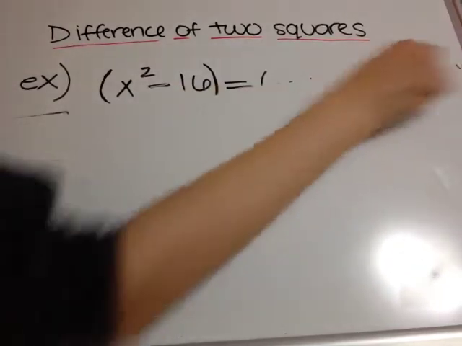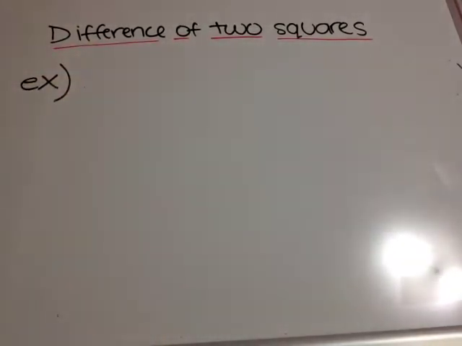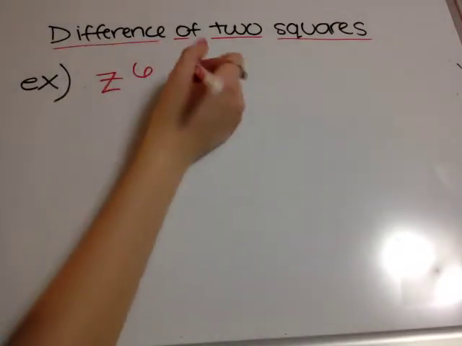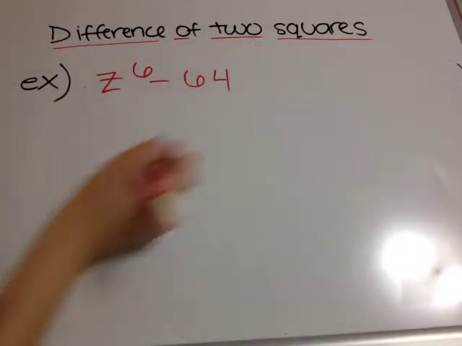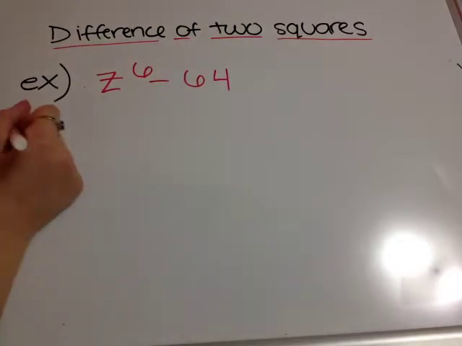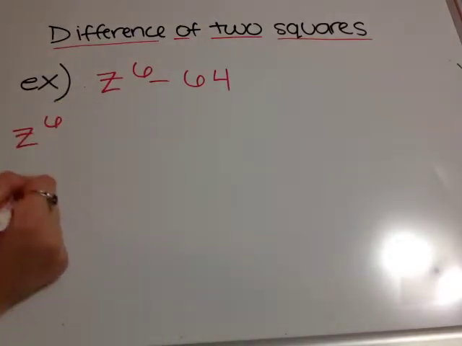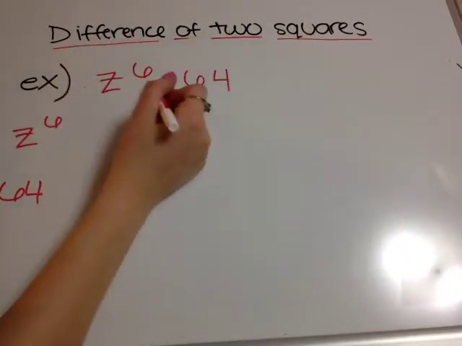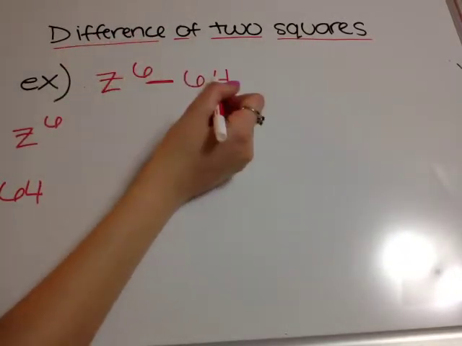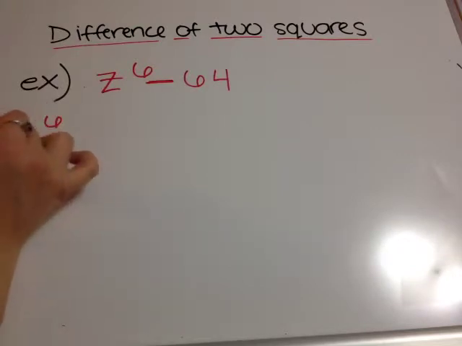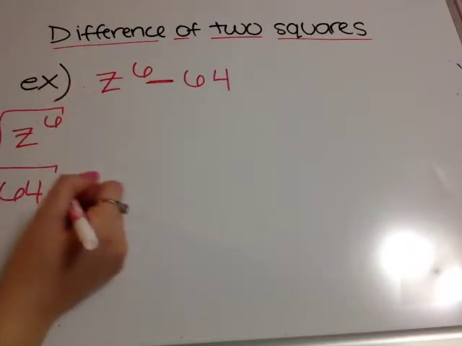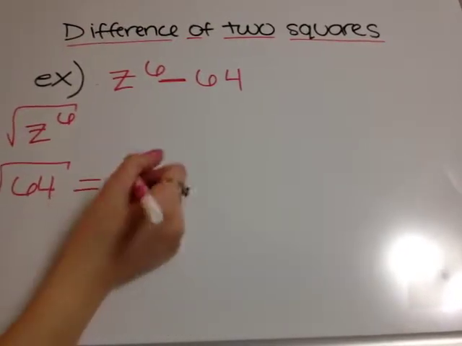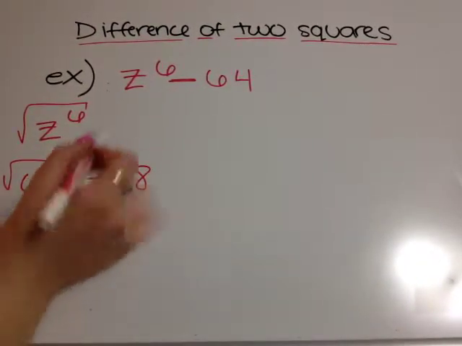Let's try z to the 6 minus 64. Again, let's list our terms. We have z to the 6 and 64, and we might be able to use the difference of two squares because there is a minus sign and we do have two terms. So let's just check if they are perfect squares. Let's look at the 64 first because it's a little bit easier. Square root of 64 is 8 because 8 times 8 equals 64.